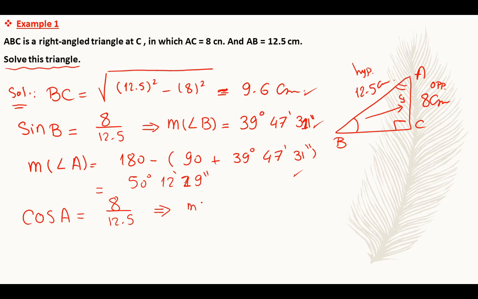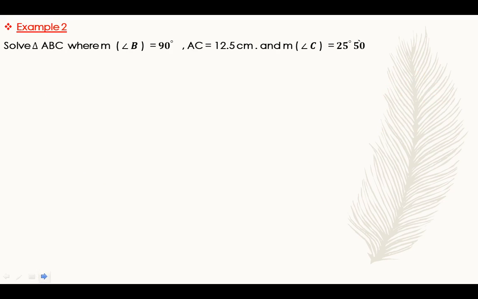To find the measure of angle A, shift cosine 8 over 12.5, you will find that the measure of angle A is also 50 degrees, 12 minutes and 29 seconds. So you can find the measure of angle A by using the first method or by using the second method. Okay? Let's go to another example.